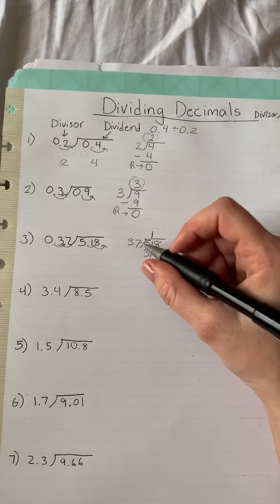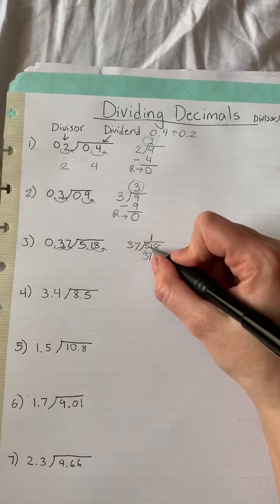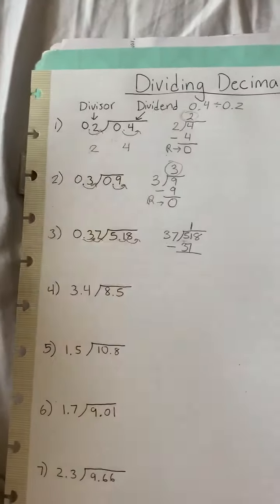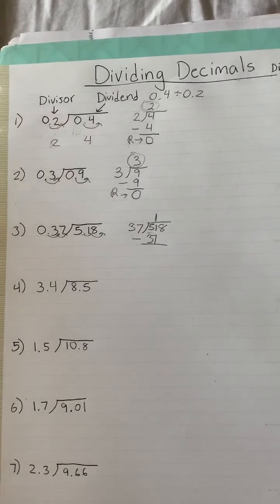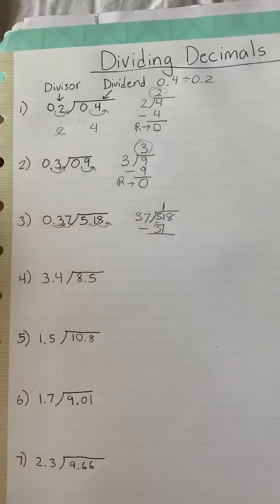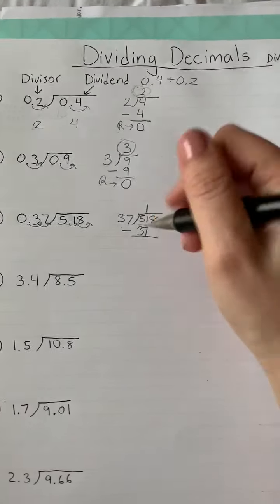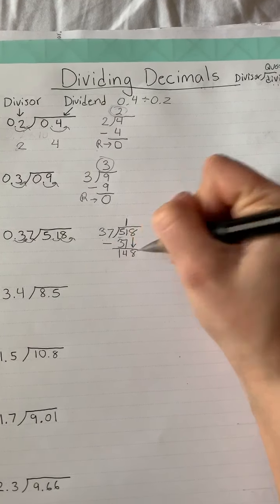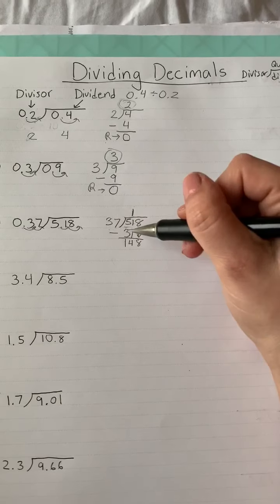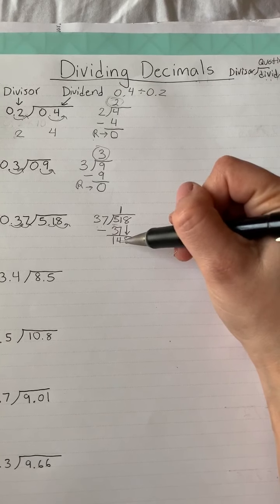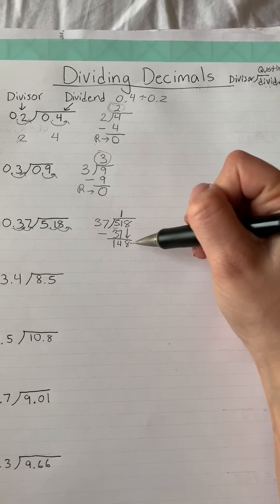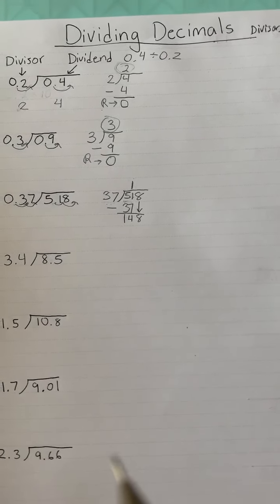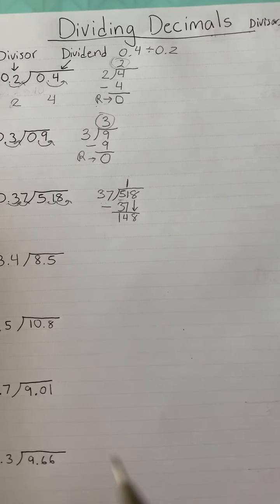and so it went in one time, so only 37 of it went in. So then we're going to subtract 37 from 51, which gives us 14 left over. We're going to drop down our 8, so we now have 148. Can 37 go into 14? No, it cannot. Can 37 go into 148? Yes, it can. So let's see, I'm using a calculator, how many times 37 can go into 148.